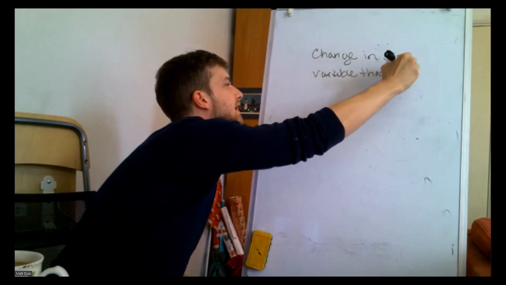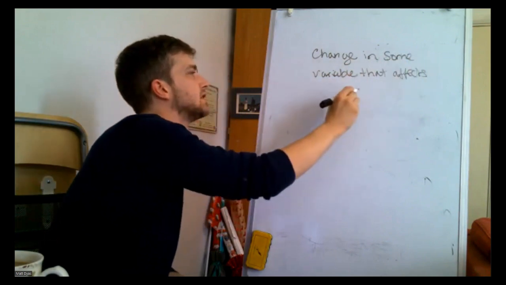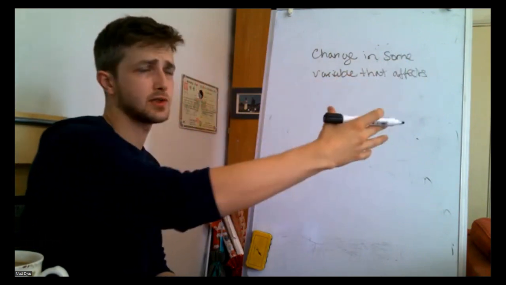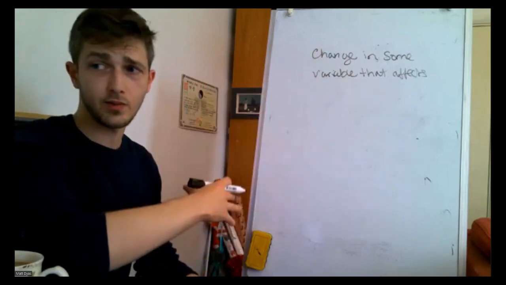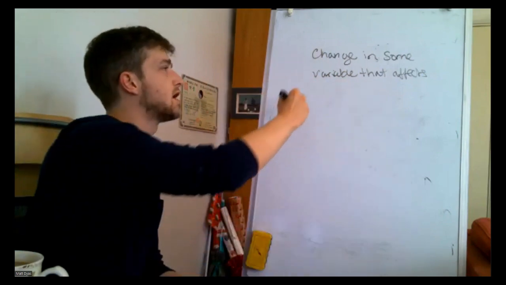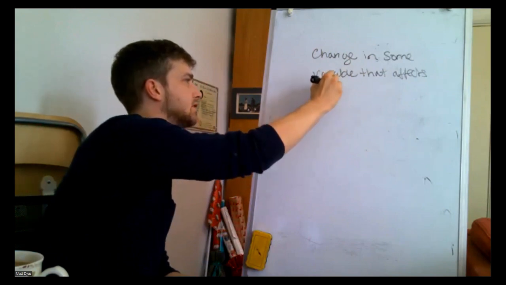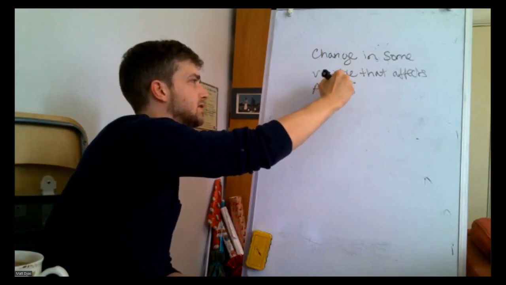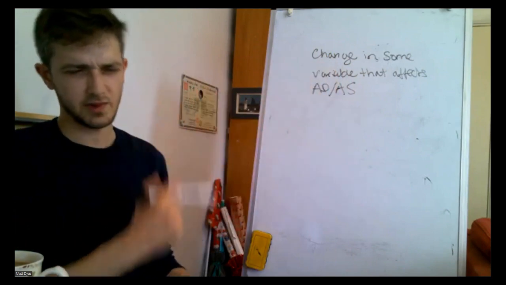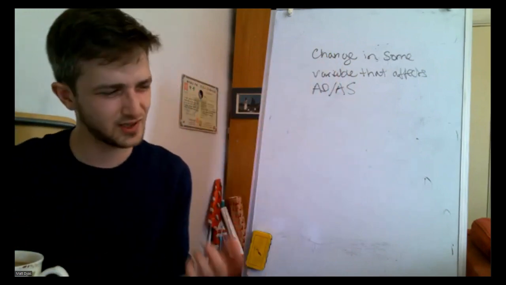This is really how you should understand change in the economy. Why does the economy change? Why does growth slow down, speed up? Why do price levels rise, fall? Because there'll be a change in some variable that affects AD or AS. And there's absolutely loads, maybe like 35, 40 of them.